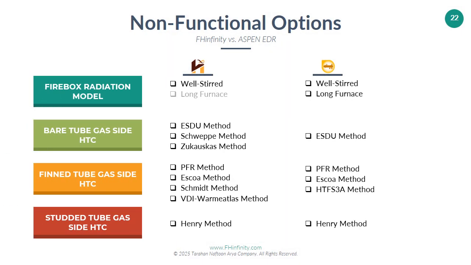Now, let's look at the technical core, calculation methods. We don't force you into a single black box model. Instead, we give you the freedom to choose the method that best fits your specific fluid and geometry. For example, take bare tube gas side heat transfer. Aspen EDR typically offers just the ESDU method. But in FHinfinity, you have a comprehensive suite, ESDU, Schwepp, Zukauskas, and more.